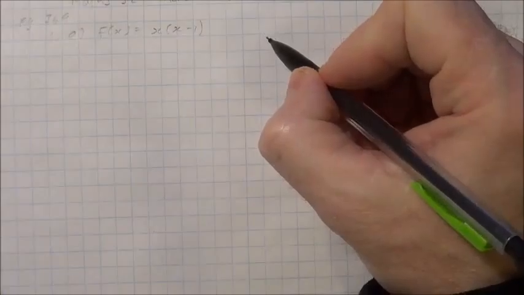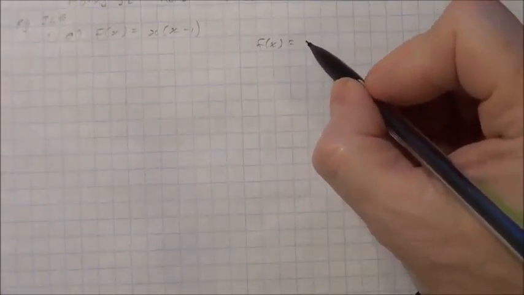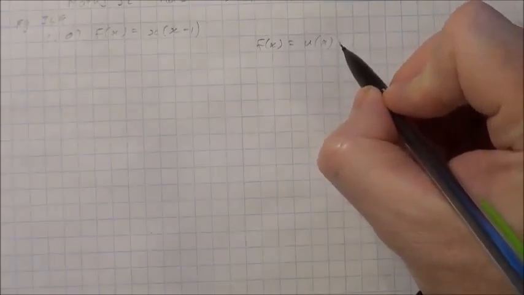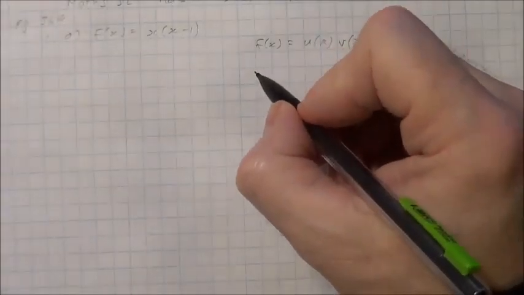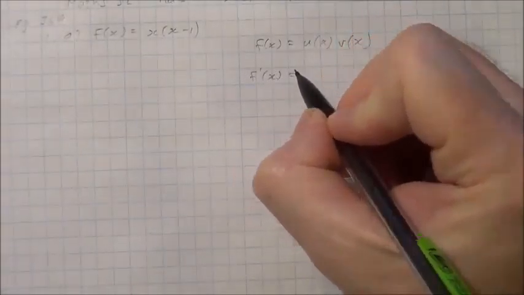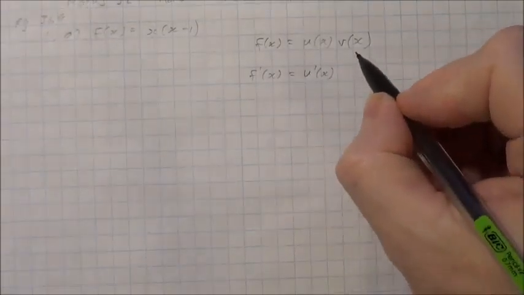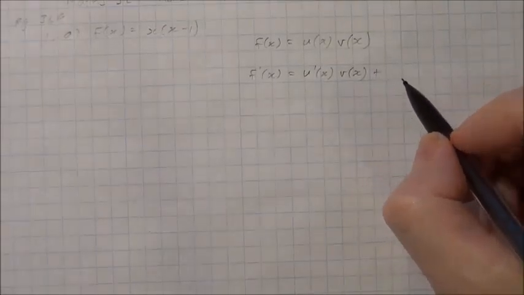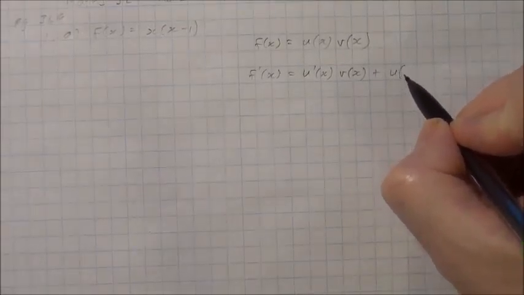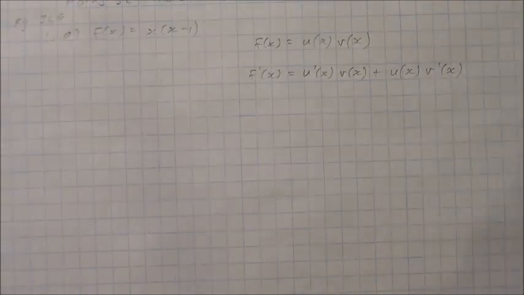So just over here to the side, suppose we have f of x being equal to u of x times v of x. Then the derivative, or the gradient function, will be the derivative of the first, u prime of x, multiplied by the second function, plus the first function multiplied by the derivative of the second function. And then from there you would just simplify.